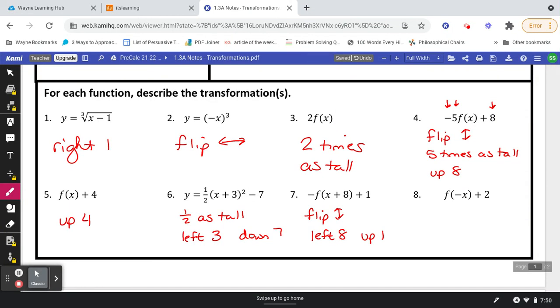Problem 8, negative on the inside is going to flip or reflect. Sometimes they use the word reflect, right to left. And the +2 at the end is going to move the graph up 2.